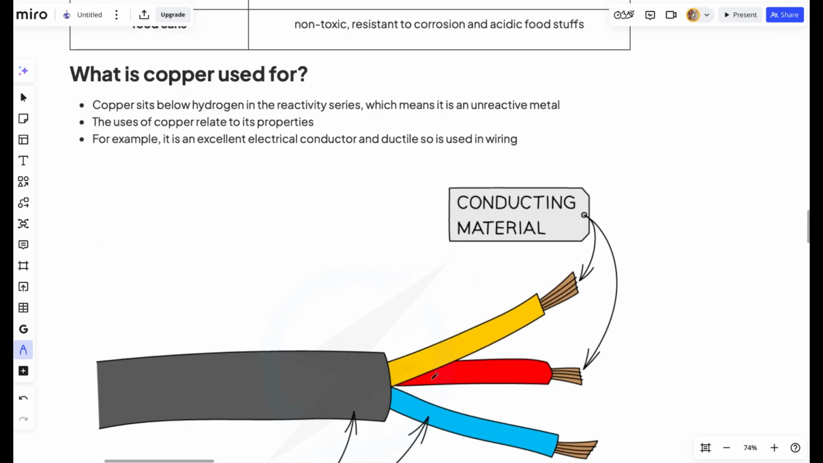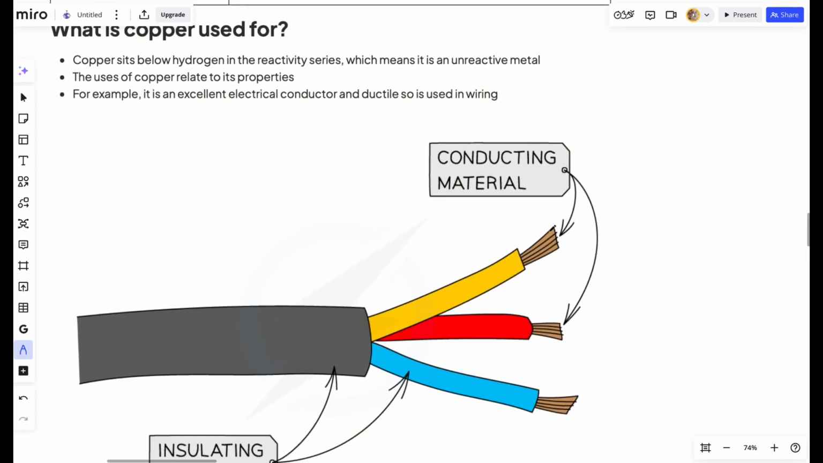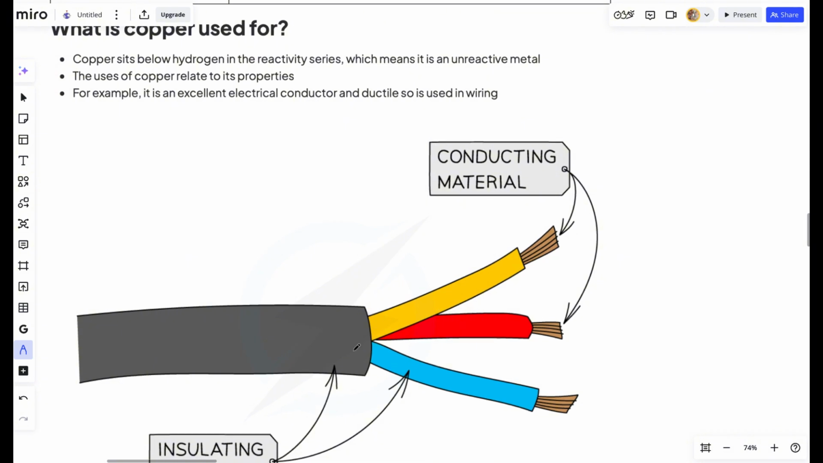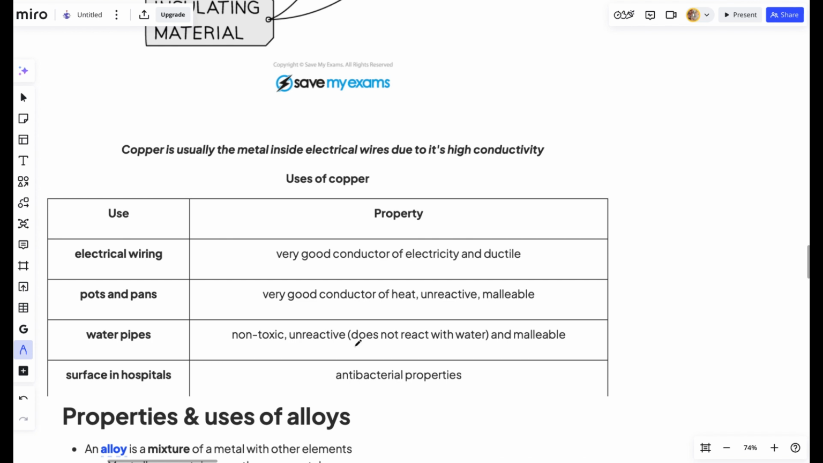Now these are the conductors, these are the copper wires. The conductive part is this one. All these are insulators to cover it, so that you don't get electrocuted. Now let's take a look at the particular uses. They are used for electrical wiring, for wiring your house, because they are good conductors of electricity and they can be drawn into wire also.